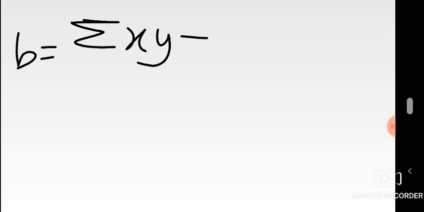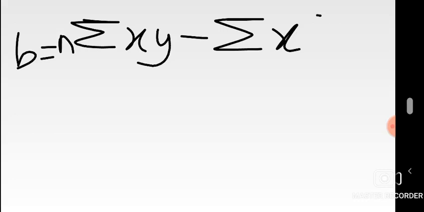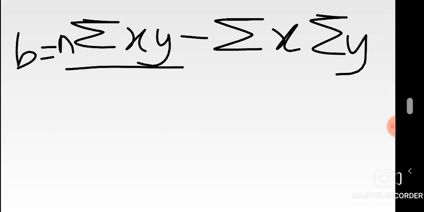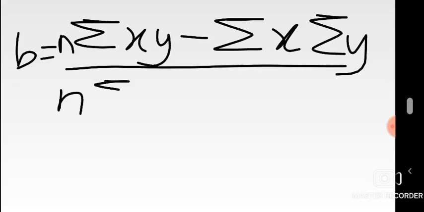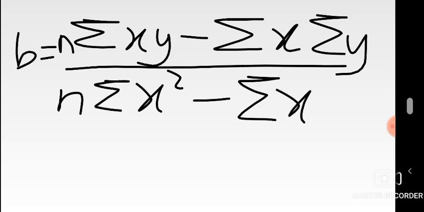So b is equal to n summation of xy, minus summation of x, summation of y, over n summation of x squared minus, open brackets, summation of x, closing the brackets, then square. That's the formula we're working with to get b. You've seen in the formula there is xy, there is x, there is y. You'll be wondering how we're going to put this well without making any mistake.